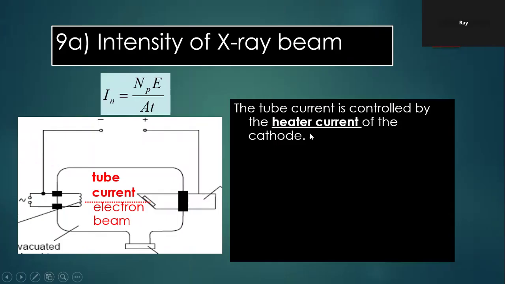The tube current is controlled by the heater current of the cathode ray. This is the one to control the tube current. That is the tube current. Right? That's the electron beam.